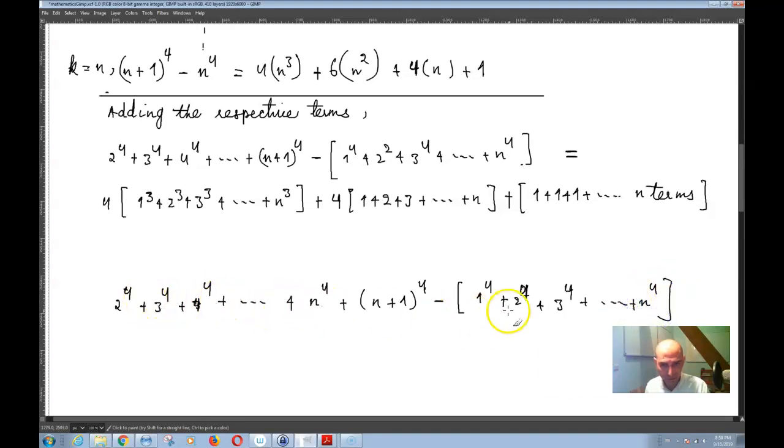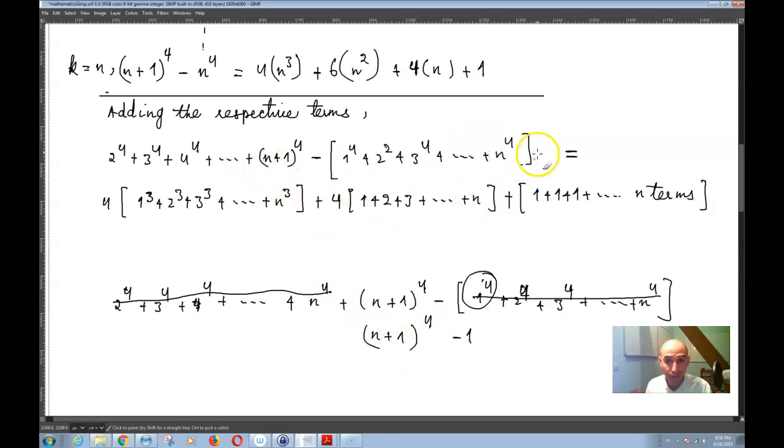So that means that all of these terms all the way up to n raised to the power 4 are cancelled out together. Meaning that you get 2 raised to the power 4 all the way up to n raised to the power 4. So you get only this term over here, which is negative 1. And then over here you have n plus 1 raised to the power 4. So this side of the equation becomes n plus 1 raised to the power 4 minus 1.